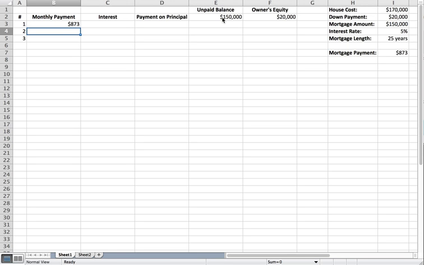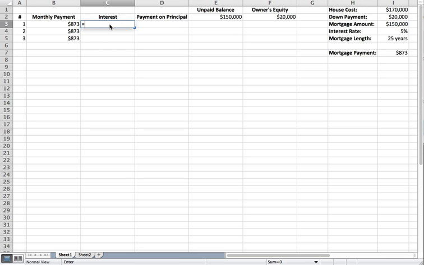This is going to be true until the term ends. For this course, we don't really worry about when the term ends, so we'll just look at the $873 as being the payment for the full 25 years of the mortgage. To calculate interest, use the formula I equals PRT.